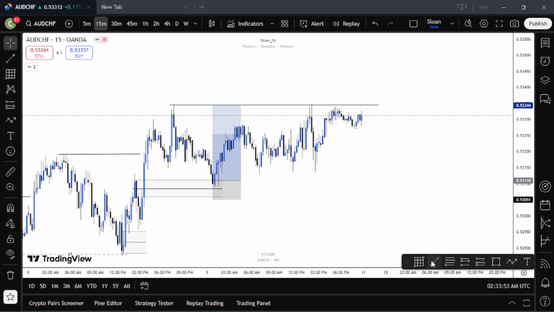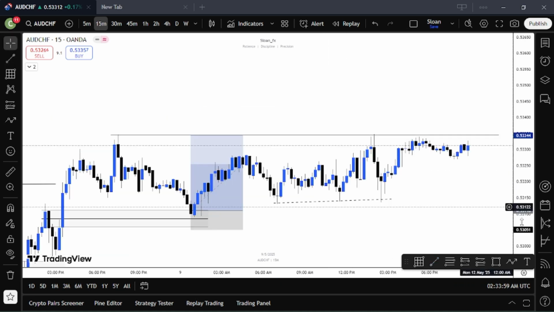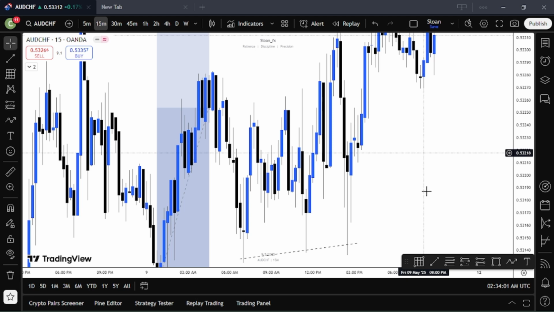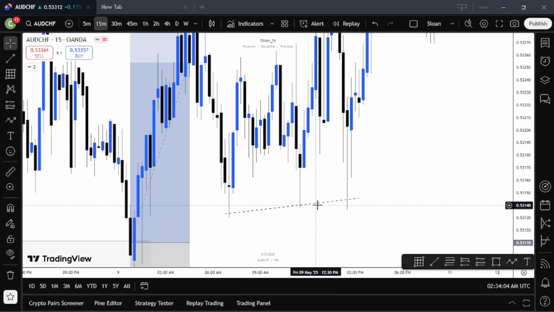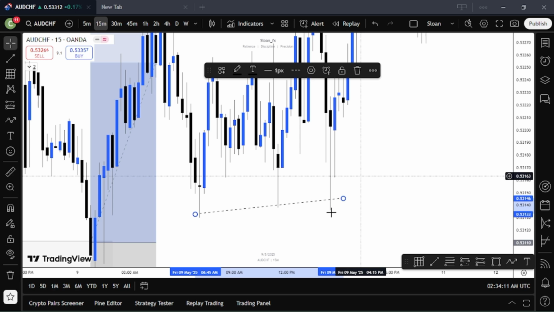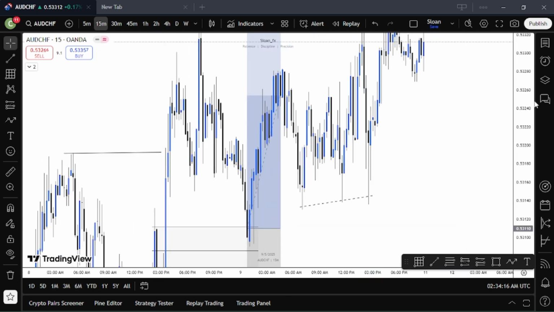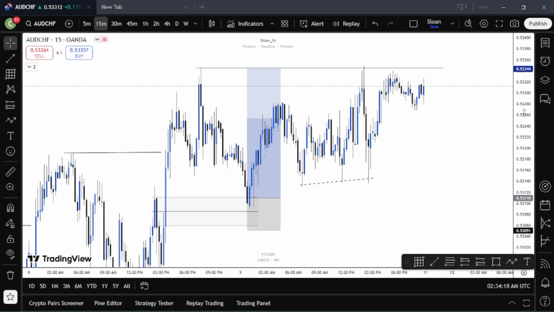Okay, so these zones now are psychological levels. I'll just call them liquidity. Which is an area in the market where price retested a lot of times but it didn't break down further below it. Okay, so that's a liquidity zone.